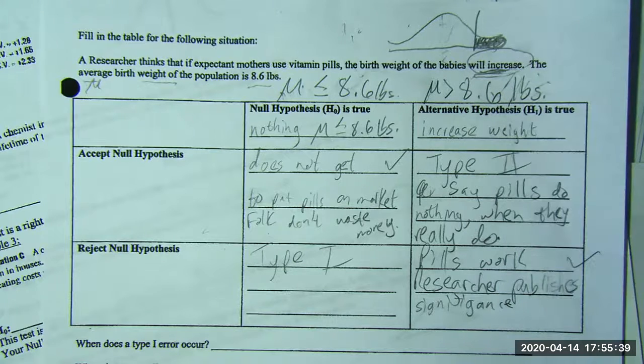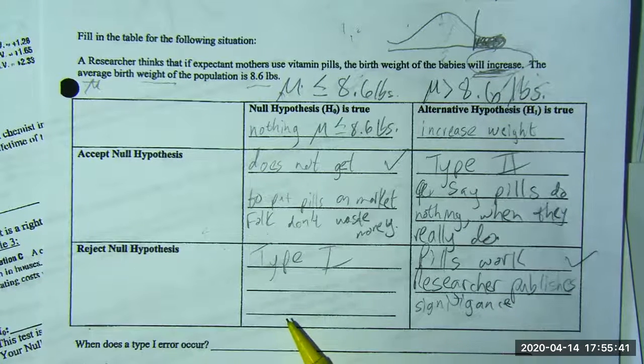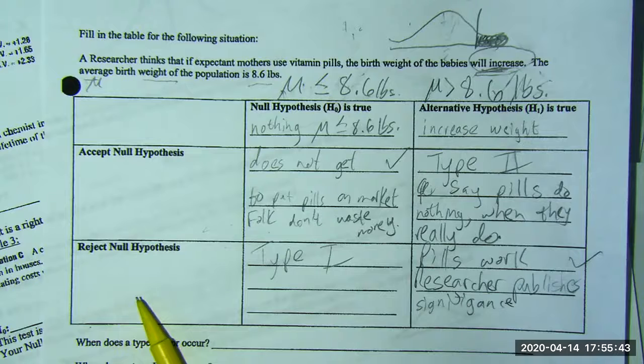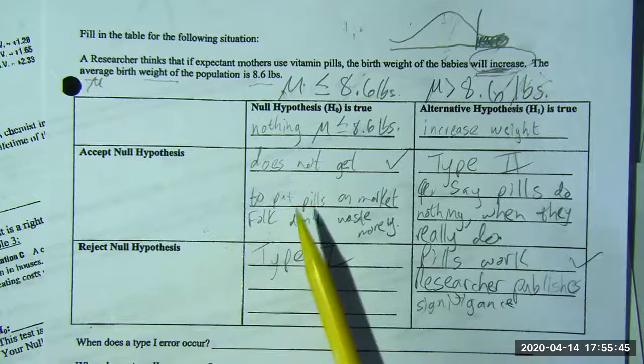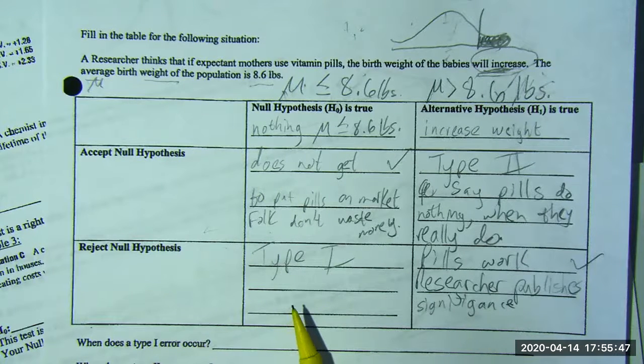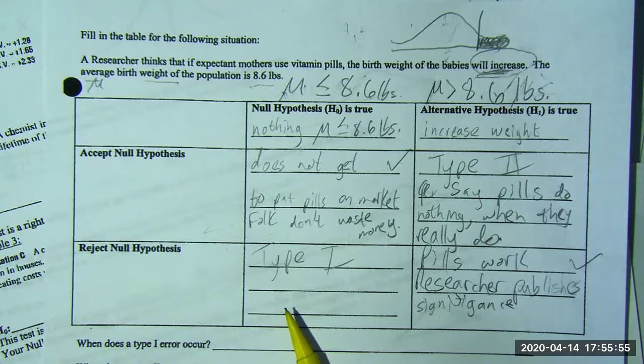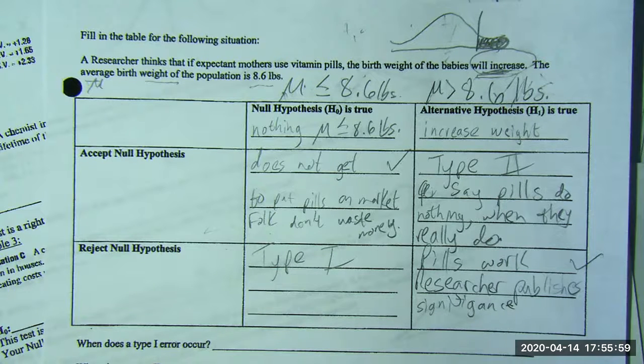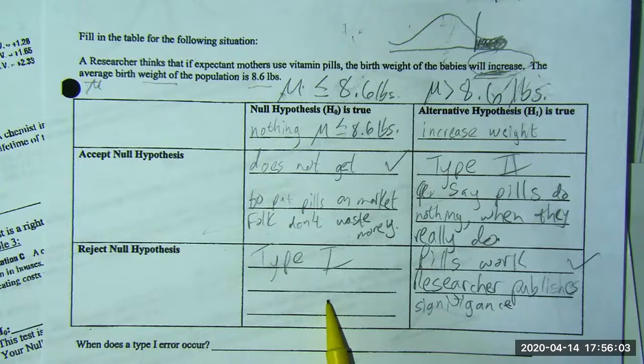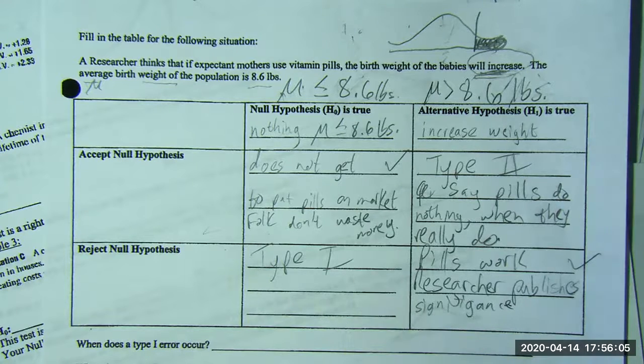In this case, though, when you reject the null when it's true, you're saying the pills increase the weight when they really don't. So again, you're wasting people's money. In this case, they're buying it and you're wasting people's money because we have evidence to support they do nothing. Yet we're saying that they do. And when we have an alpha of 5%, there's a chance that this can happen.